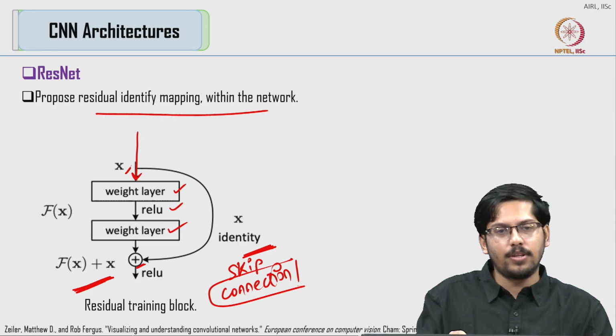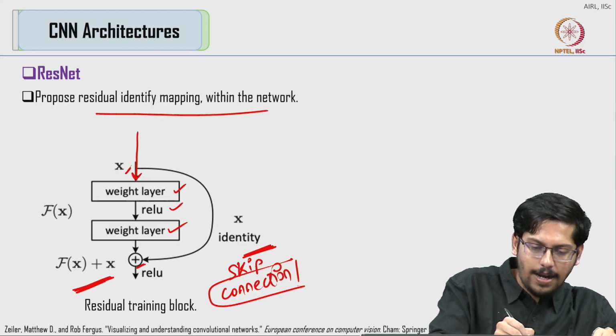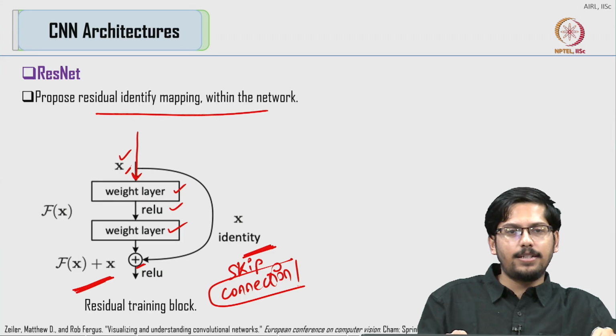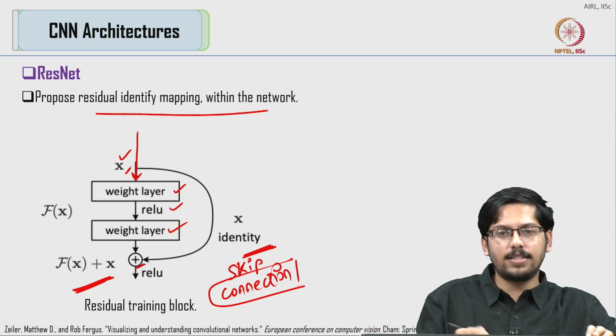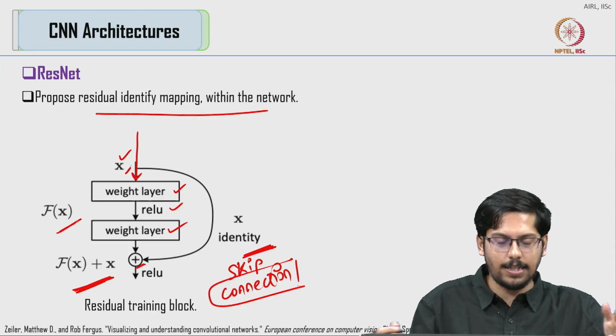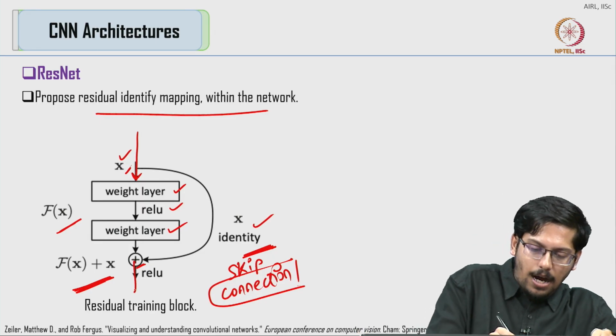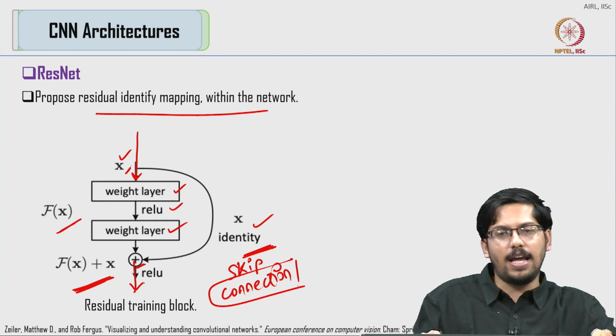Once you add it back to the main branch, you have the output which is given as f(x) plus x, right. So essentially we have x, which is the input feature map, we pass it through different weight functions to get f(x), which is essentially an output of convolution layers, etc. However, since there is an identity function, the output after the skip connection is given as f(x) plus x, right.